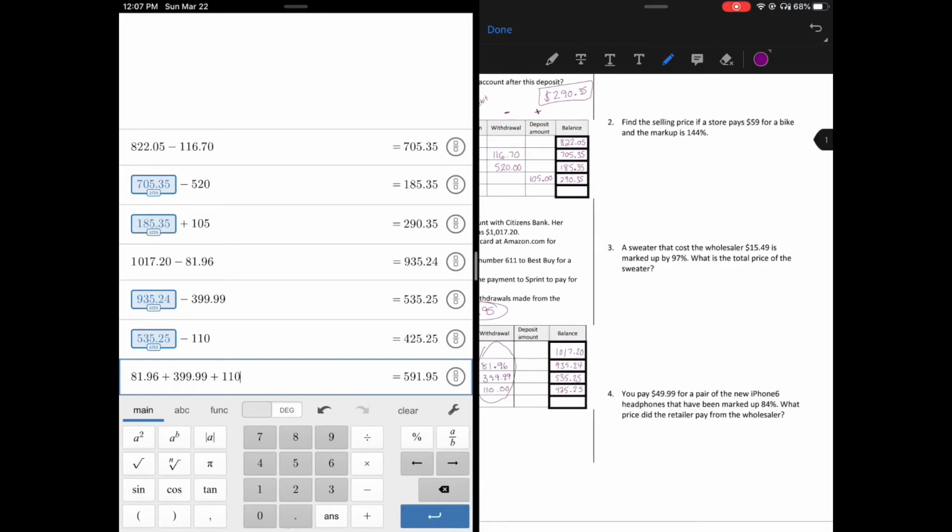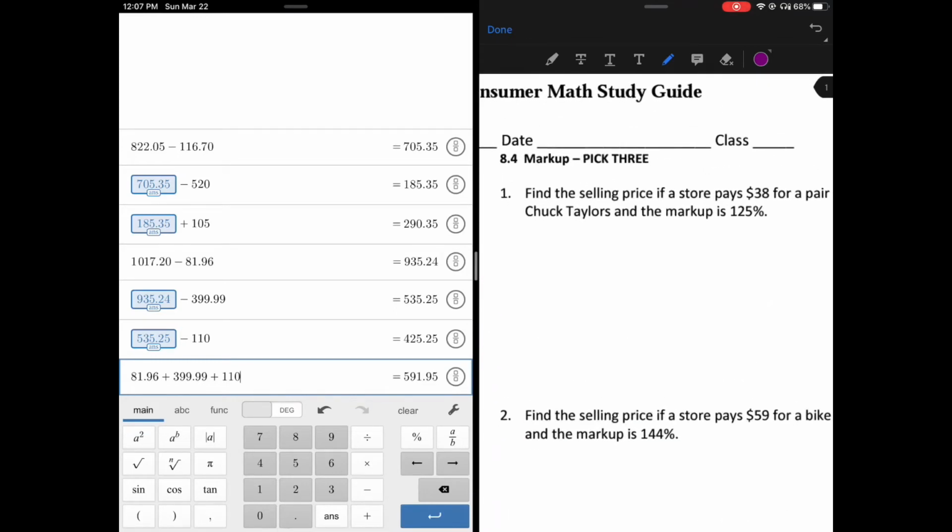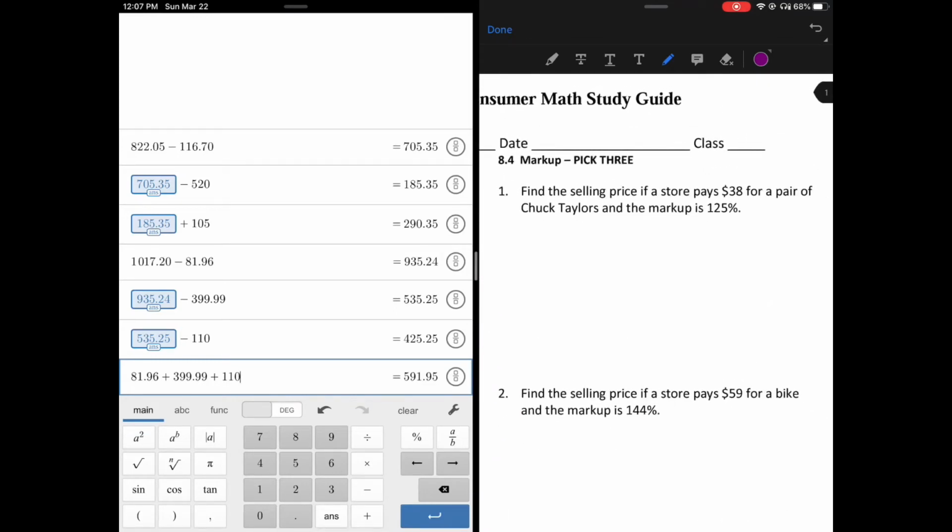Our next section is dealing with markup. If you don't remember what markup is, it's basically when you go to a store, the store pays a certain amount to a retailer to purchase an item. So like the store might pay $10 for a pair of jeans, but they're not going to have you pay $10 because they want to make a profit. So they're going to mark that price up. So you end up having to add to what they spent.